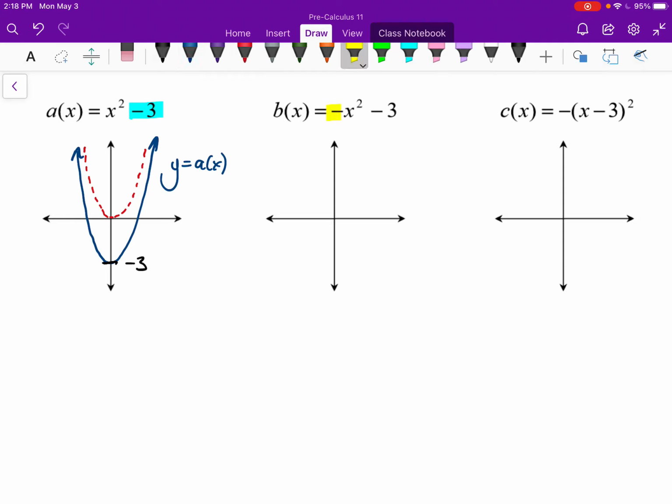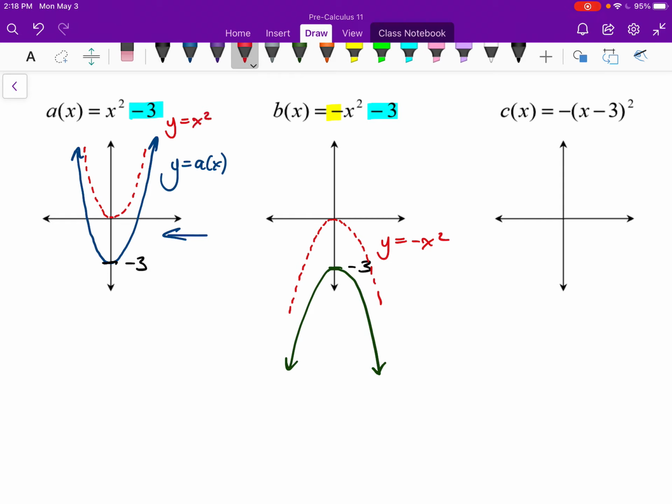What about here? I have a negative in the front and it's 3 down. So it's going to be similar to this graph right here, but there's a negative in front of x squared, so it's going to be flipped upside down. It's still going to be at -3, but now it's going to be opening down. Or you can imagine the graph of x squared with a negative in the front, that's what I'm showing in red, and move 3 down. Whereas before in red I had just x squared.